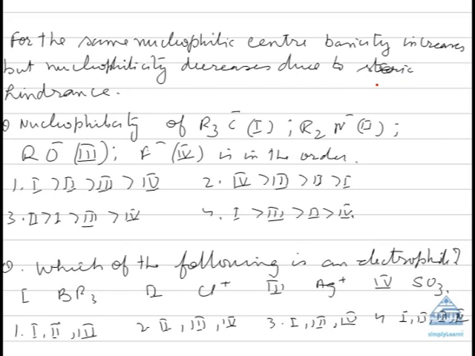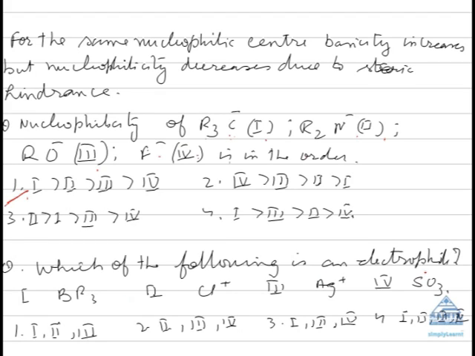Increases due to steric hindrance. Now the question: nucleophilicity of R3C minus, R2N minus, RO minus, F minus is in the order. You see, R3C minus, carbon, nitrogen, oxygen, fluorine. We are moving along the period. First comes carbon. As we move along the period, nucleophilicity decreases. So the answer is first is greater than second, greater than third, greater than fourth. So the answer will be first.